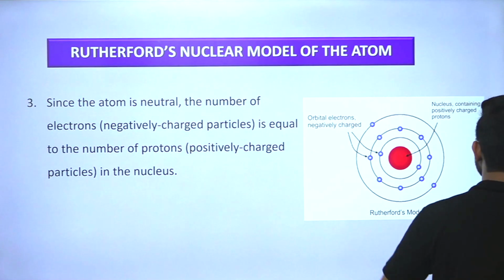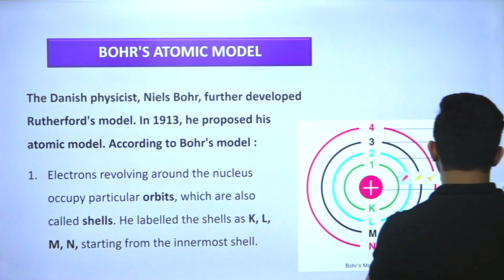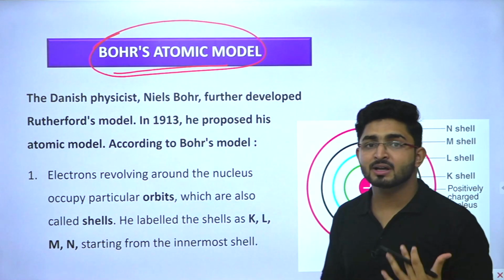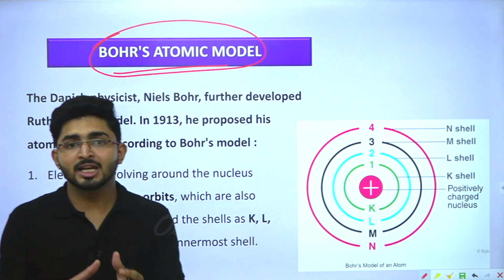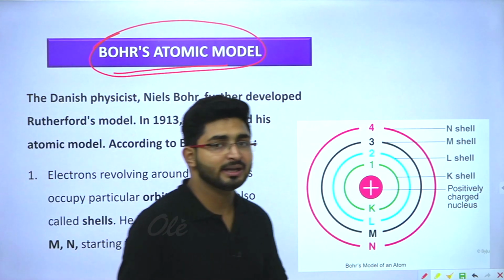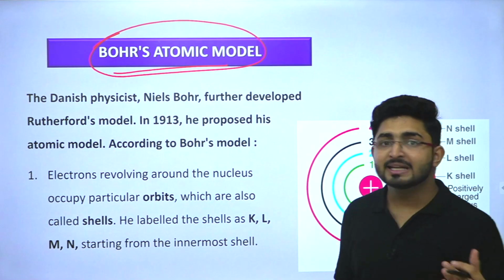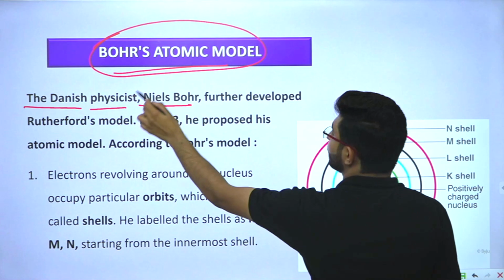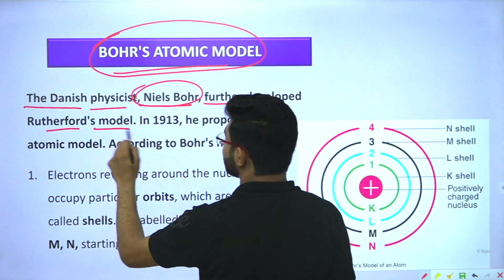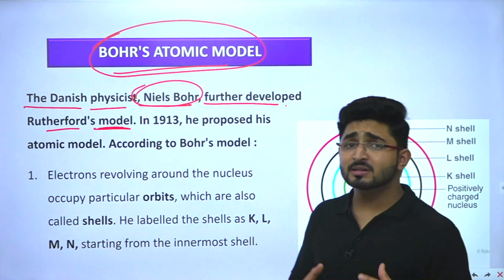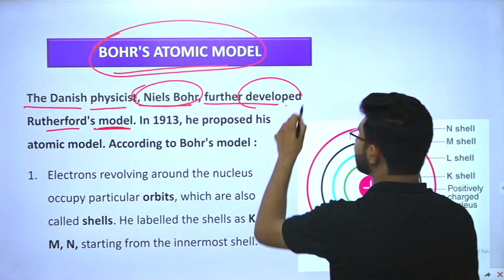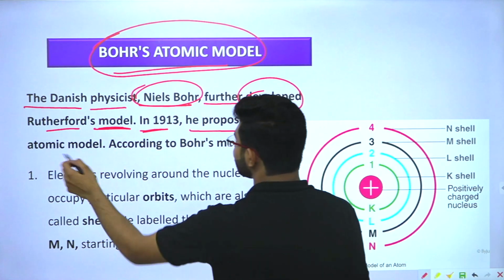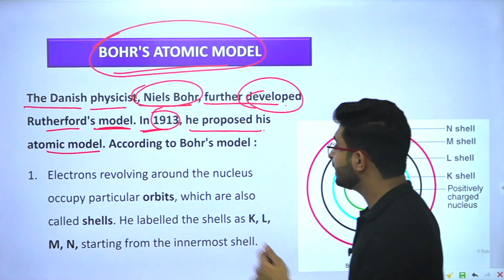Now we are going to study the next topic that is on your screen, which says Bohr's atomic model. After Rutherford gave us the nuclear model of atom, then Niels Bohr, a Danish physicist, came and gave us the atomic model. The Danish physicist Niels Bohr further developed Rutherford's model, because he saw some defects in Rutherford's model. In 1913, he proposed his atomic model.